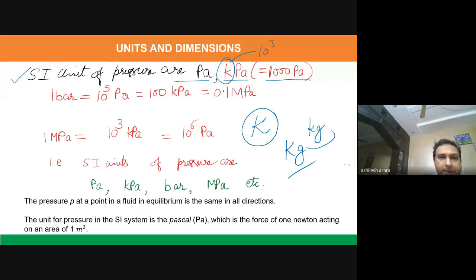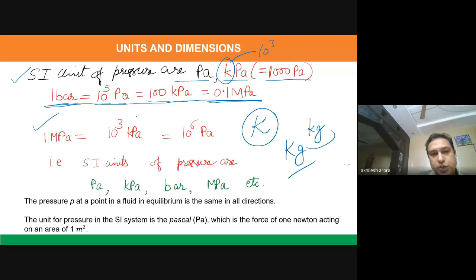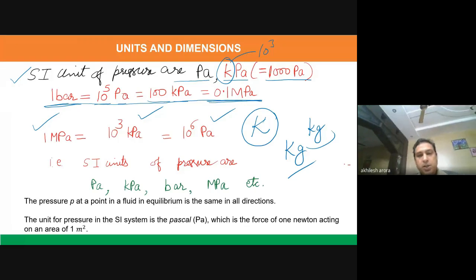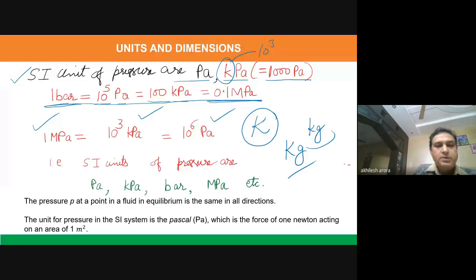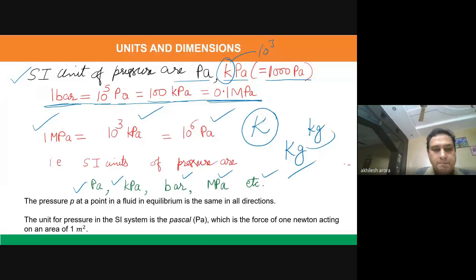Another unit of pressure is bar. Bar stands for 10 raised to power 5 Pascal, which is equal to 100 kilopascals, which is equal to 0.1 megapascal. You should remember all these units because we will be using them extensively when doing numerical problems. 1 megapascal is 10 raised to power 3 kilopascals, which is equal to 10 raised to power 6 pascals. So once again, SI units of pressure are Pascal, kilopascal, bar, megapascal, etc.